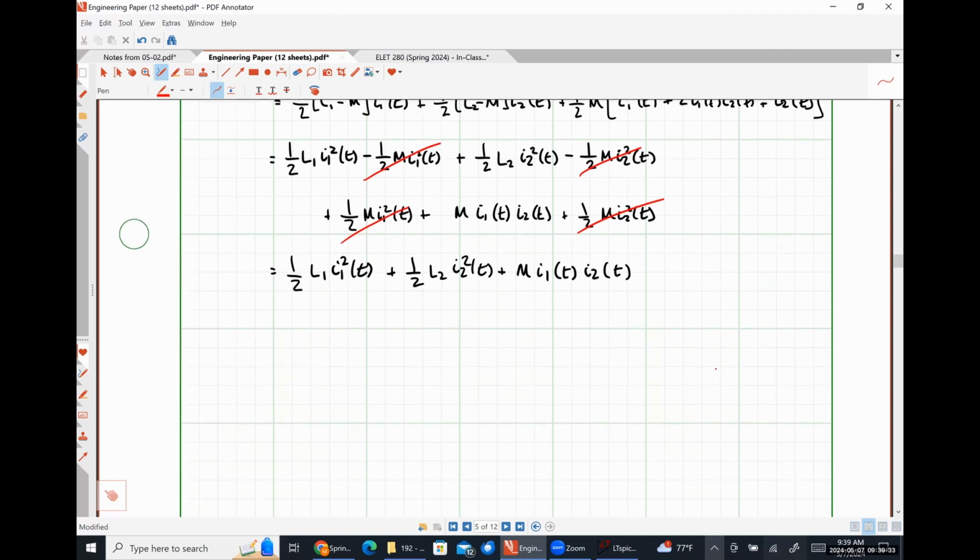So if either current is reversed or the dots are on opposite sides, replace M with negative M.